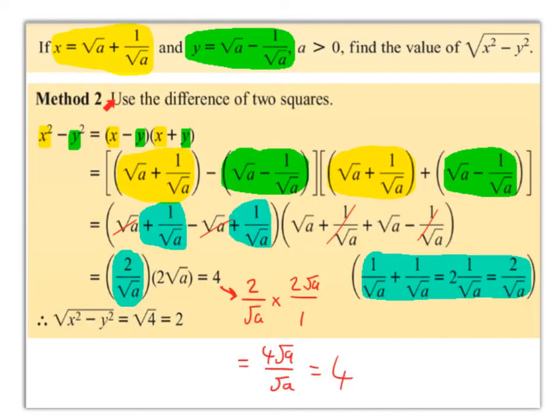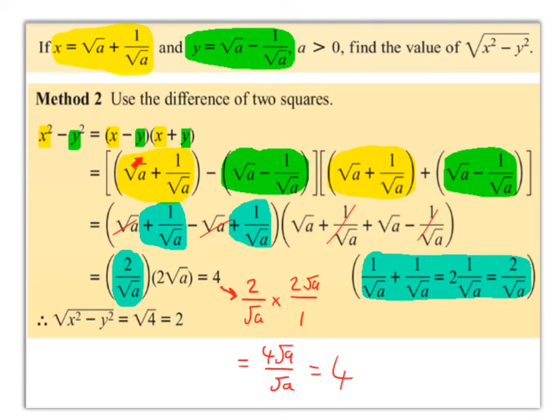So this is method 2 using the difference of two squares. Well, we know that x squared minus y squared can be factorized as x minus y times x plus y using the difference of two squares. So if we swap x for root a plus 1 over root a, then bring down the minus and swap y for root a minus 1 over root a, and multiply that by x, again, which is root a plus 1 over root a, plus, bring down the plus, y, which again is root a minus 1 over root a. So we came up with a little formula using the difference of two squares in terms of x and y, and we just subbed into it.